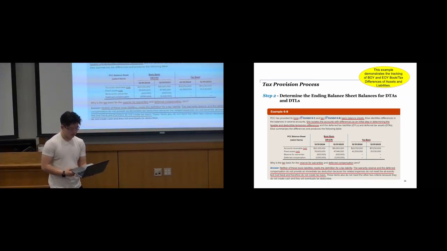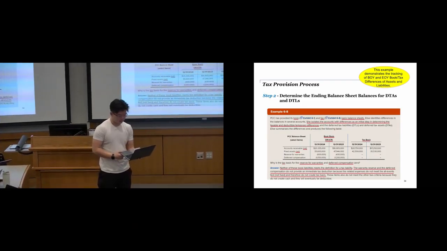BCC is provided its book and tax-based balance sheets. Louise identifies the differences in balances in several accounts. She isolates the accounts with differences that determine taxable and deductible temporary differences and the deferred tax liabilities and deferred tax assets. Louise summarizes the differences and produces the following table below. Why is the tax basis for the reserve for warranties and deferred compensation zero?